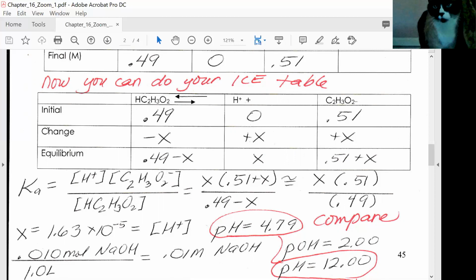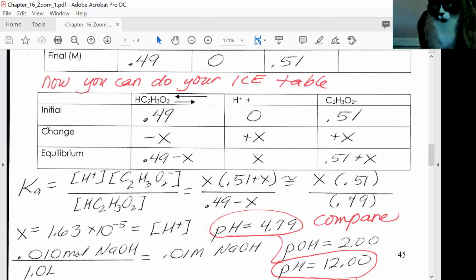So now you're going to sub in your Ka. Remember, the Ka is the products over the reactants. In this case, our Ka equals x times 0.51 plus x on the top, 0.49 minus x on the bottom. We're going to use the 5% rule.